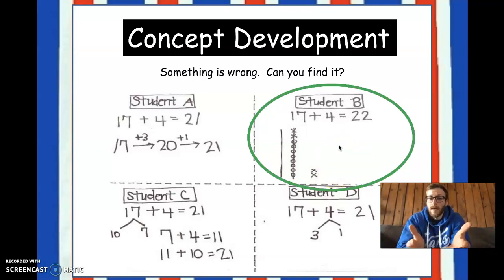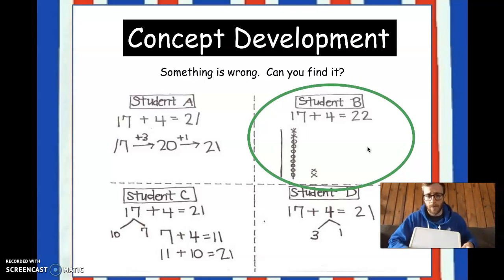I started by thinking, how would I set this up with 10s drawings? I would start with my 17, with 1 10 and 7 ones. Let's see if that's what she did. We have our 1 10 right here. And then let's count these ones. 1, 2, 3, 4, 5, 6, 7, 8. So we had 8 ones over here. We need to have 7 ones because that number is 17, not 18.